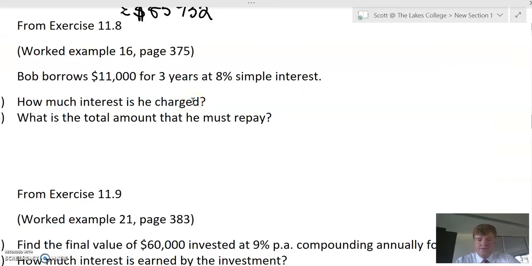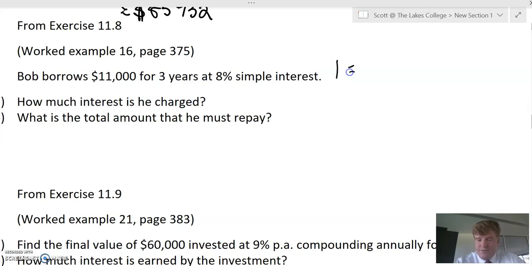Year 9. So we're just going to quickly look at the interest problems that we've got. We've got a simple interest problem and a compound interest problem. So Bob borrows $11,000 for 3 years at 8% simple interest. How much interest is he charged and the total amount he must pay?